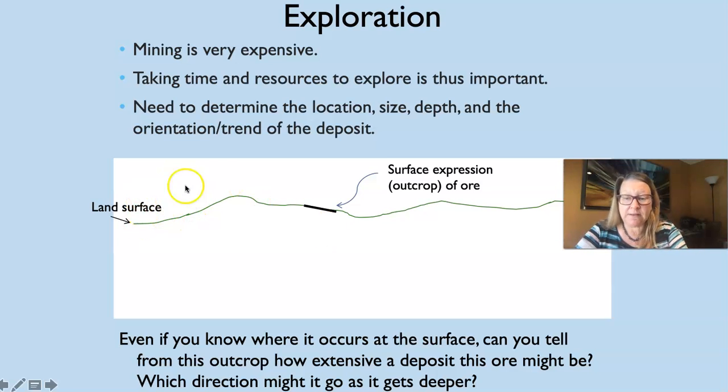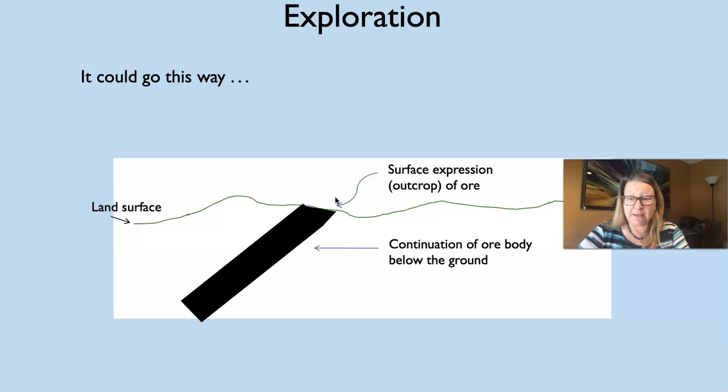Here's the land surface, and you can walk on the land, and let's say you see an outcrop of an ore. Well, you can see where it is on the surface, but how do you know what it looks like below the surface? What direction does it go? It might go like that, right? It could be this long, linear shape of a body of ore.